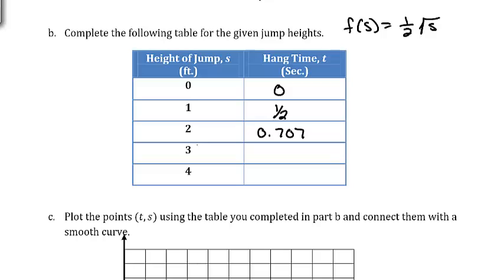And then do the same thing for 3. So we're going to take the square root of 3. That gives me 1.732. And multiply that by 0.5. And I get 0.866. And for 4, the square root of 4 is actually 2, and 1/2 times 2 gives us 1. So somebody would have to jump 4 feet in order for us to have a hang time of a second.